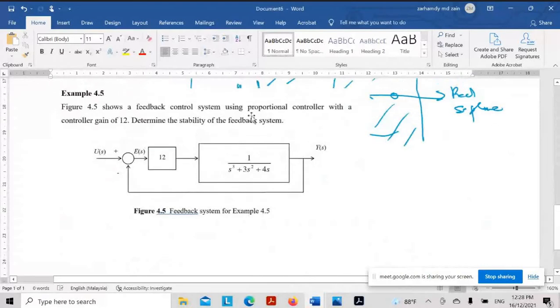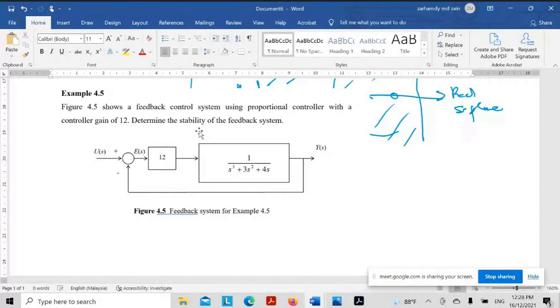Okay, so now our system is still feedback control. Determine the stability of the feedback system. If you can see here, we need to come up with the transfer function, and then from the transfer function, we look for the characteristic equation, 1 plus GH, and from that we need to come up with the Routh table, to show the value of the analysis on that system.